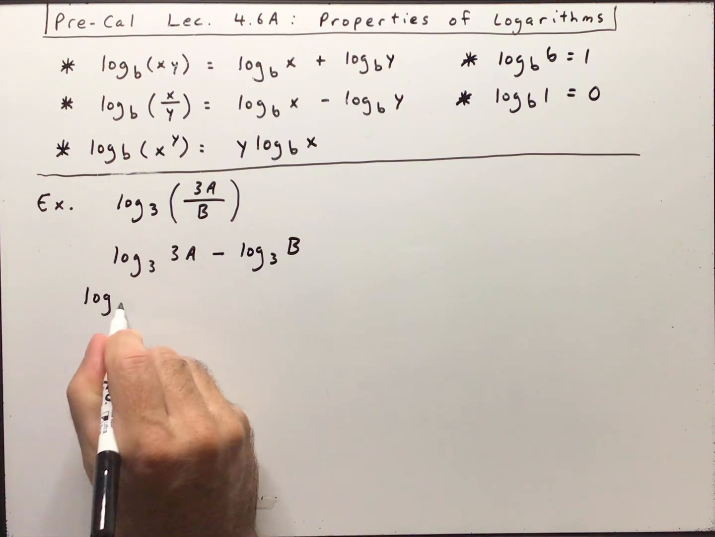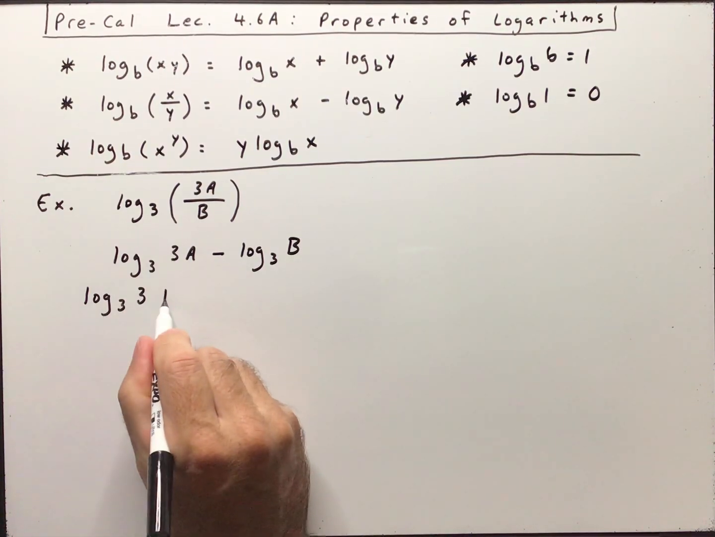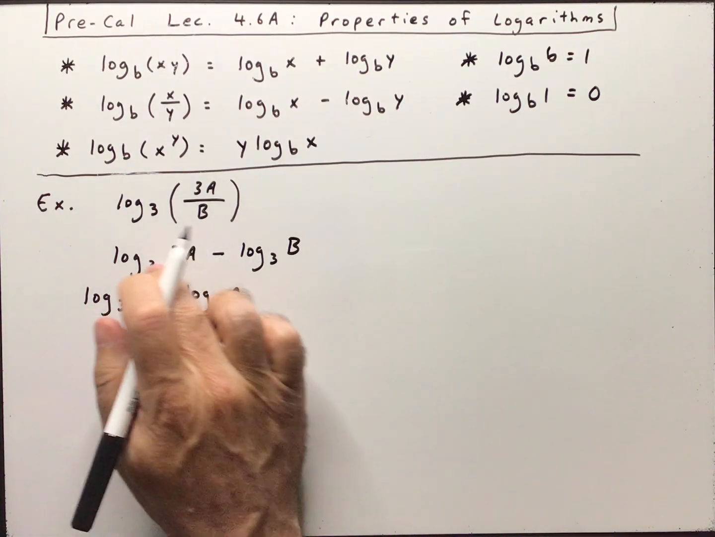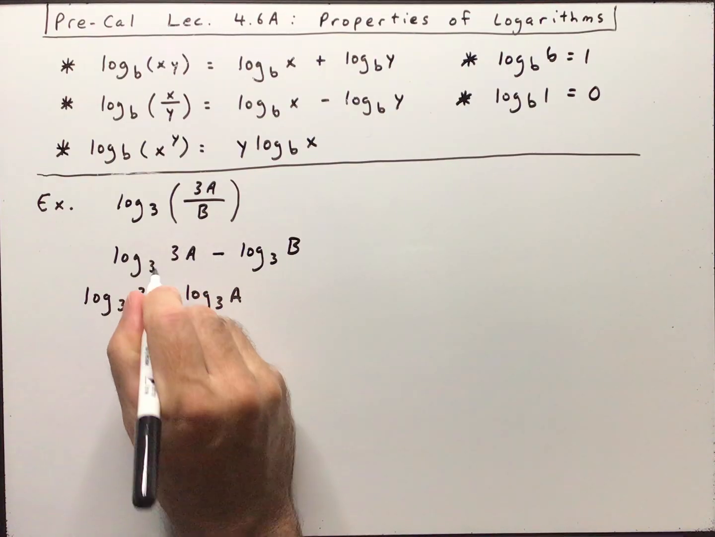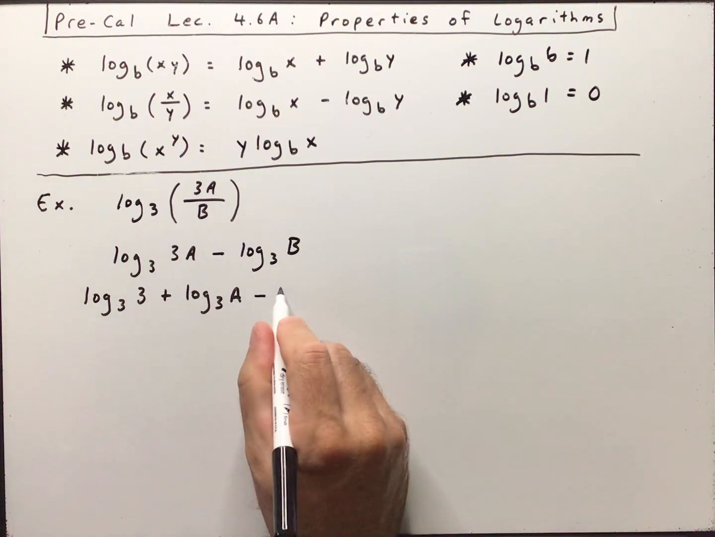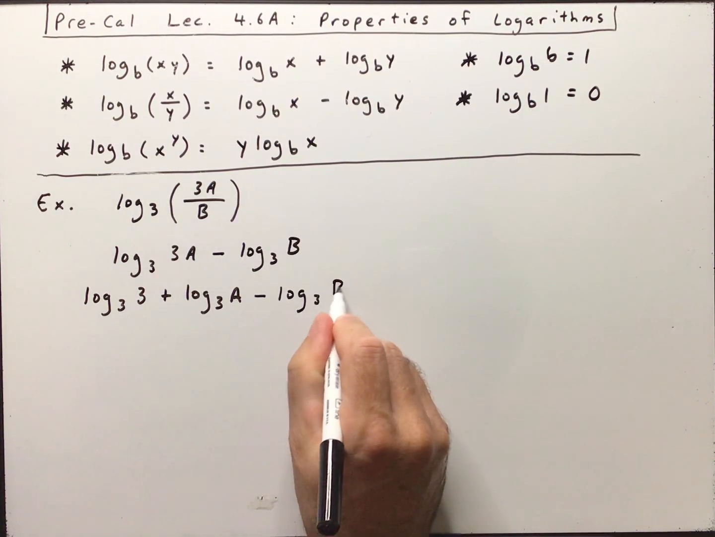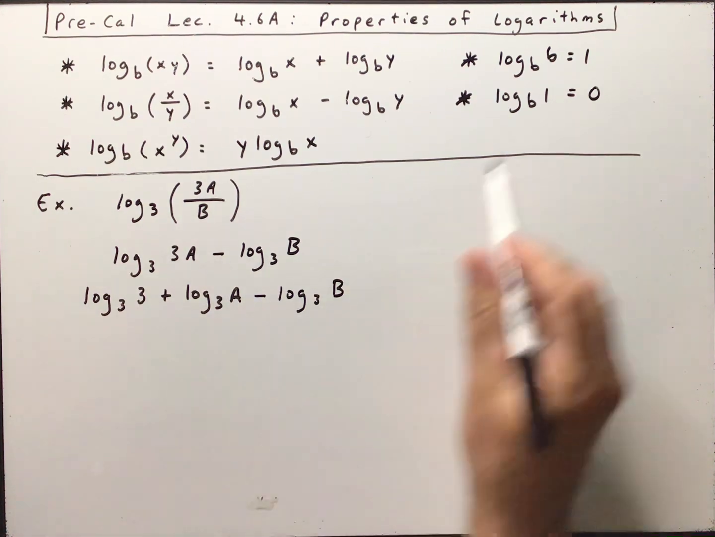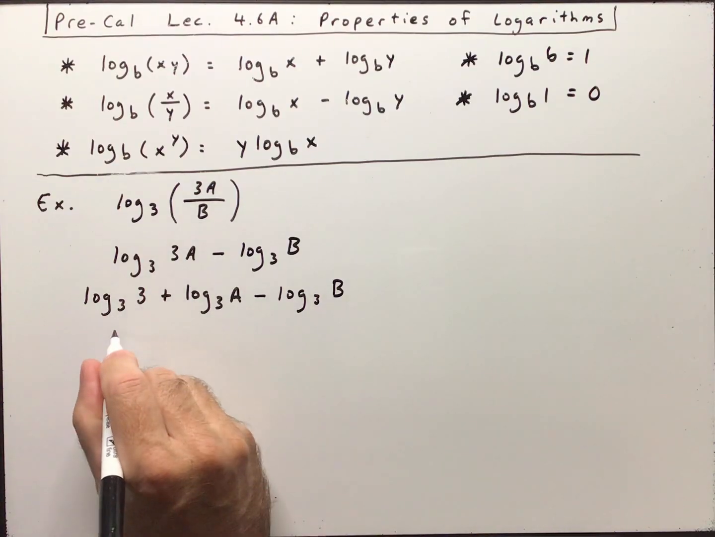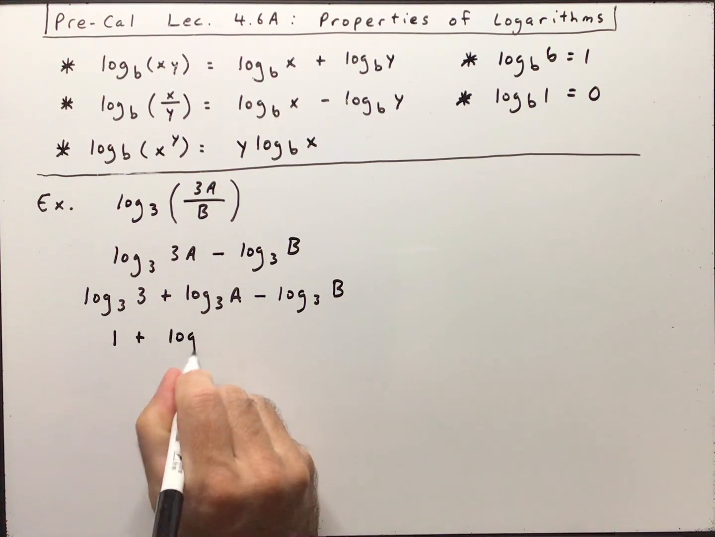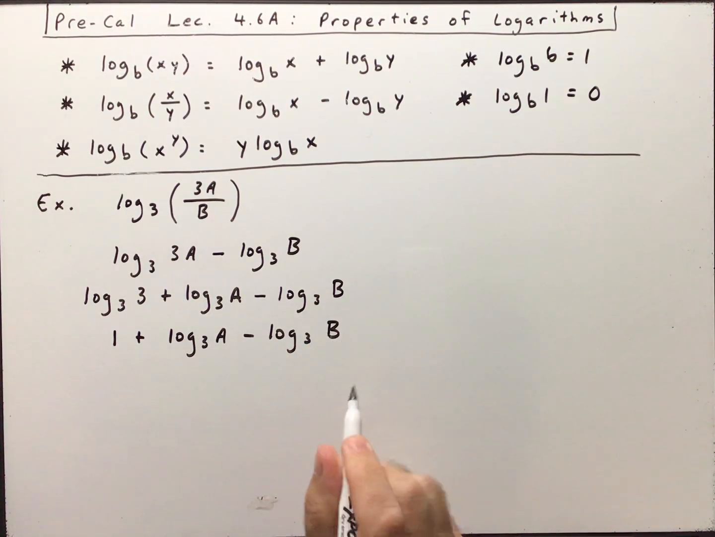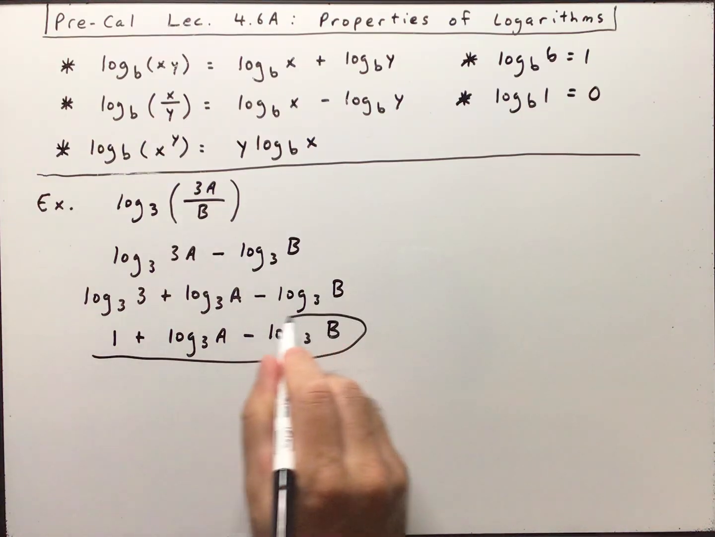So this is log base 3 of 3 plus log base 3 of a. So that's this part right here. We can expand into this. And then we can't really do anything with log base 3 of b. It's pretty much done. Now log base 3 of 3, log base b of b is 1. So 3 to what power gives you 3? That's just a 1. So 1 plus log base 3 of a minus log base 3 of b. And that is as far as we can take it.